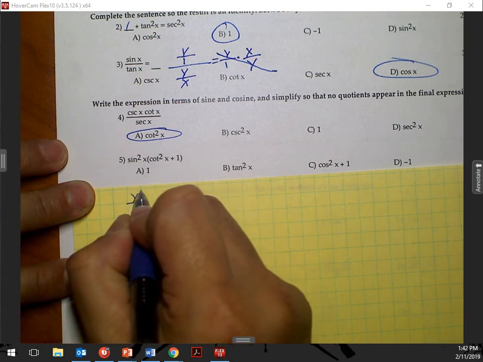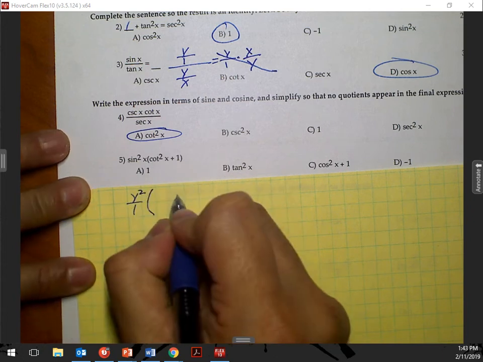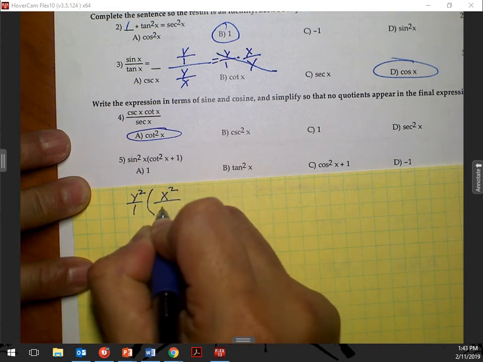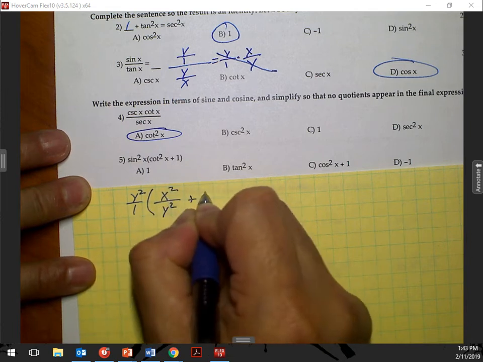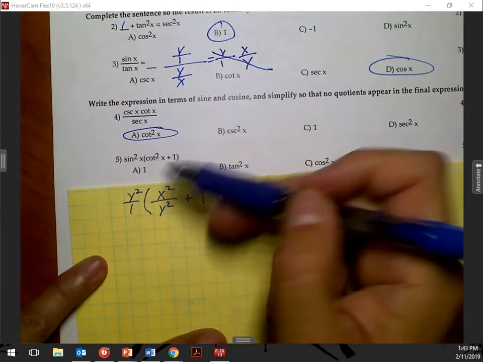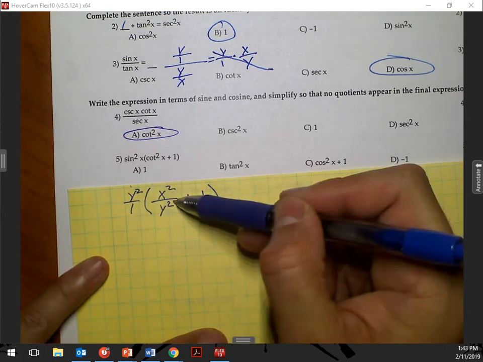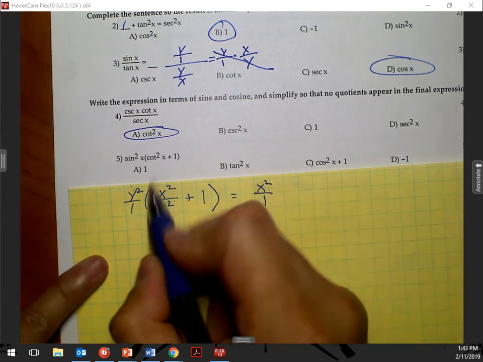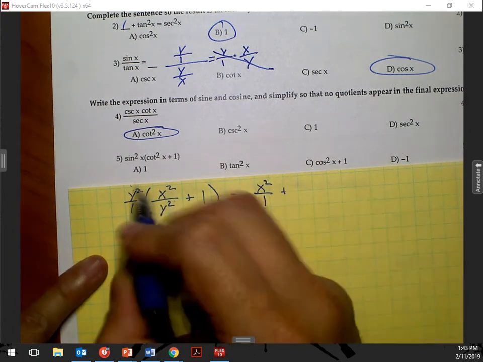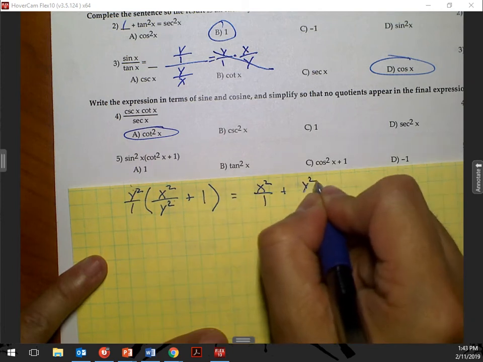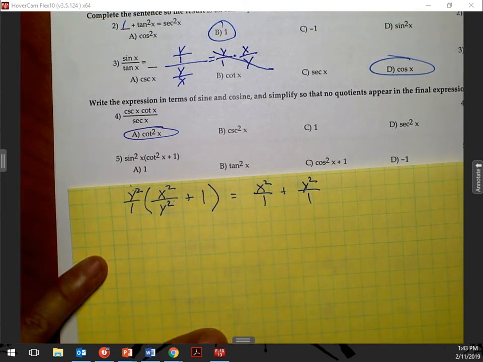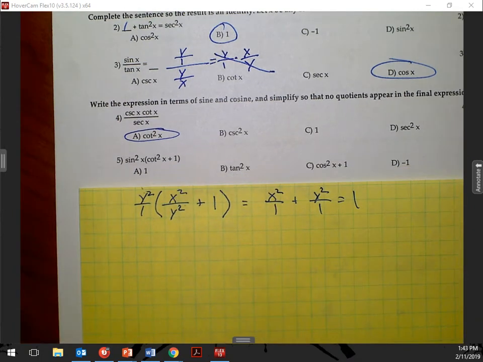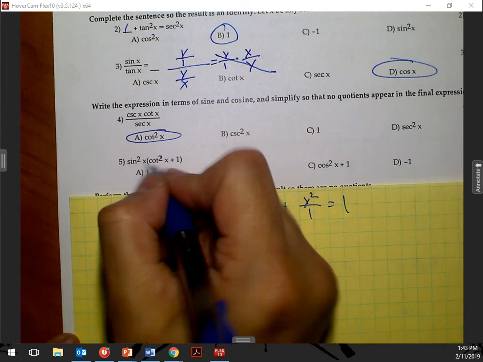So it's squared, right? Times cotangent is? So this one's x squared over y squared, plus 1. So let's go ahead and distribute this. When I distribute, what's going to happen? They cancel out, and you're left with x squared over 1. And then right here, it's going to be plus y squared over 1. Now what is x squared plus y squared? 1. It's an identity. The answer has to be 1.